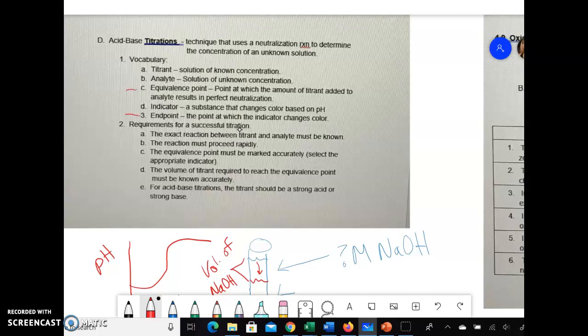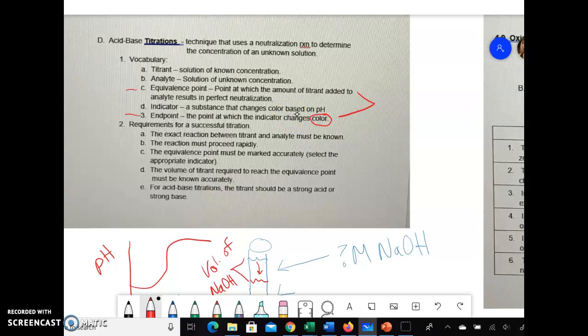A lot of people have trouble with these two, the equivalence point versus the end point. End point is the time when the indicator turns color. So the color change is involved there. If you do it correctly, the equivalence point and the end point should happen at the same time. But they're not the same definition. Equivalence point has to do with the moles of acid and the moles of base being equal. The end point has to do with the indicator turning color. But the indicator should turn color when the moles of acid equals the moles of base.